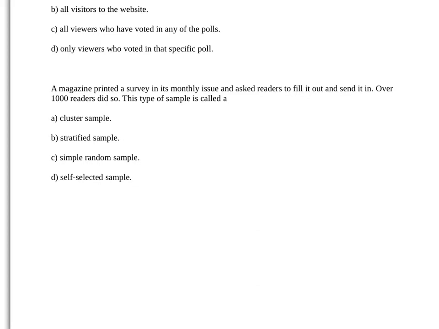In a simple random sample, the person who's conducting the poll would approach you and say, hey, I have a poll. I would like you to participate, etc. So this one is a self-selected sample because, like I said before, people who have time and people who care about the survey topic or whatever are going to be the people who respond.